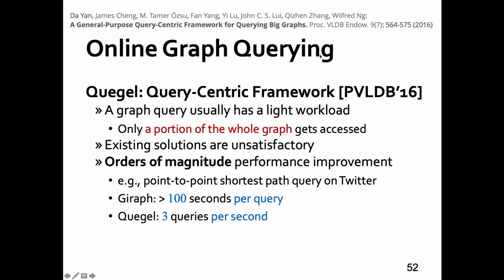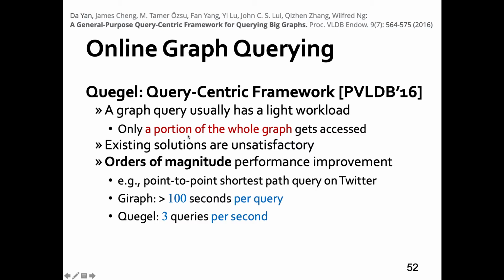In this PVLDB 2016 paper, we proposed to redesign Pregel, which was originally designed for offline graph processing, towards online graph query answering. The motivation is that the TLAV API is very user-friendly to write algorithms to answer graph queries, such as shortest path queries and reachability queries. But those algorithms are lightweight and visit only a small portion of the whole graph. They also often rely on an index to speed up query.